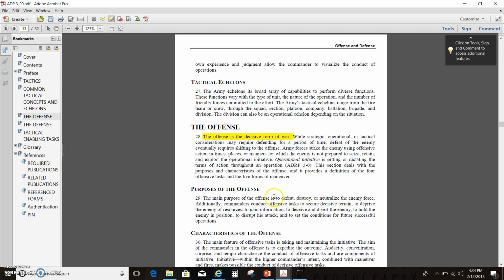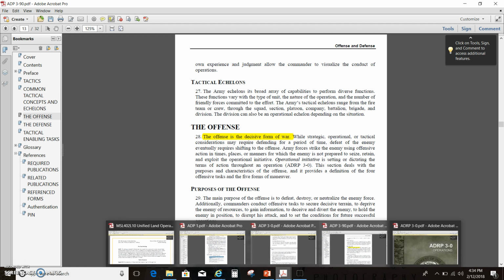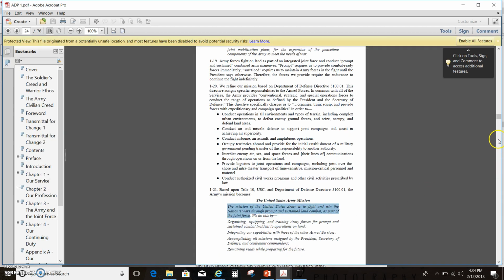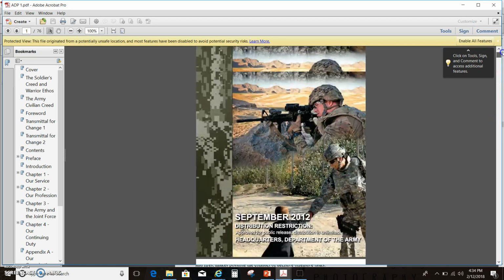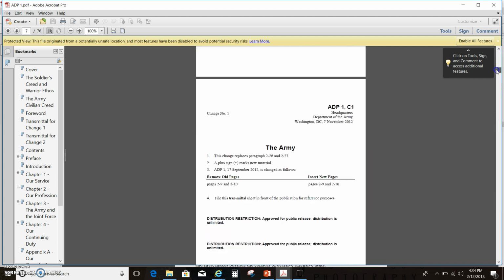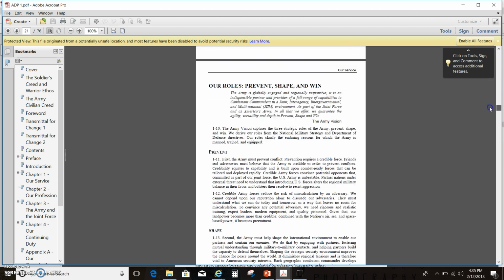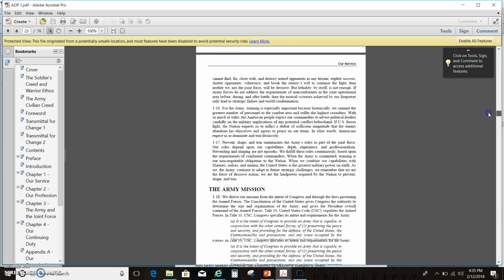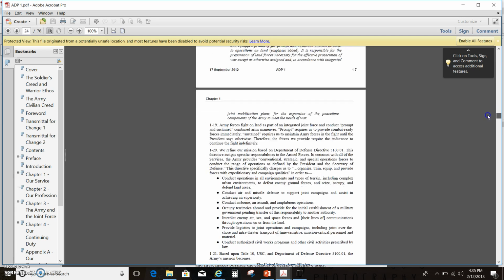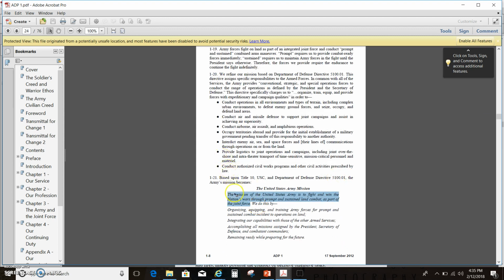Okay, so again, how is everything nested together? You've got ADP 1, the Army, right? And it talks about the Army's mission. And at this point, I think we've beat that. All right? Beat that horse. So it's to fight and win the nation's wars through prompt and sustained land combat as part of the joint force. Okay, that's what we do in the Army.